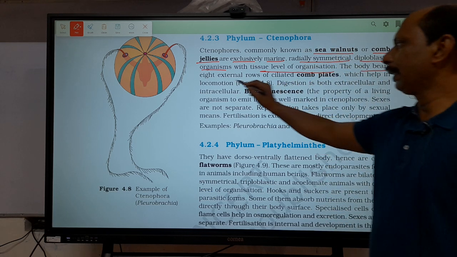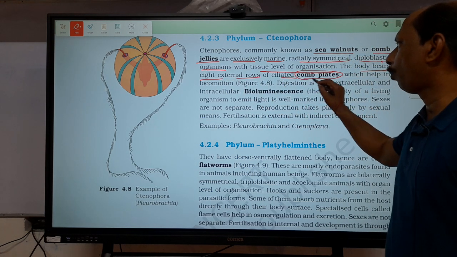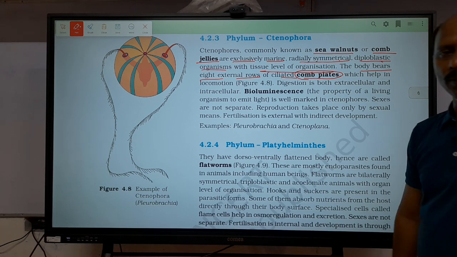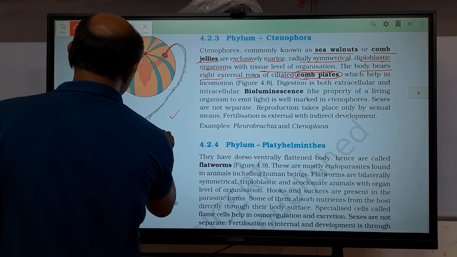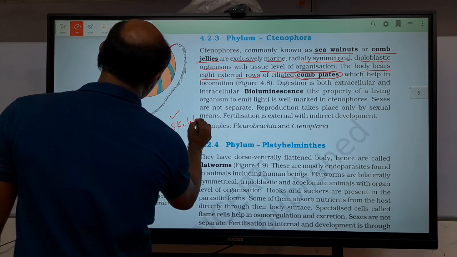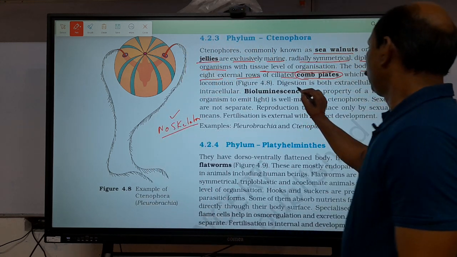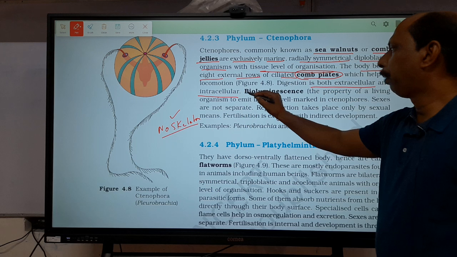The body bears 8 external rows of ciliated comb plates. That is why they are called comb jellies, because they are transparent. One thing is there, these ctenophores have no skeleton. A skeleton is absent, right? Digestion is both extracellular as well as intracellular.